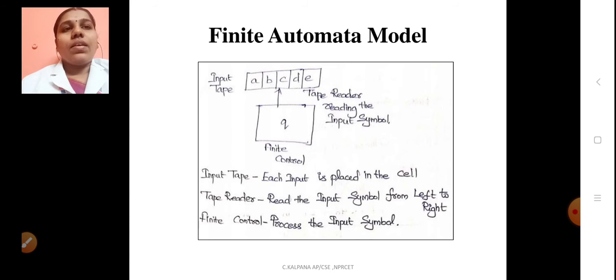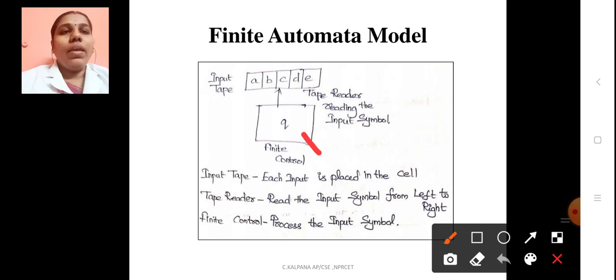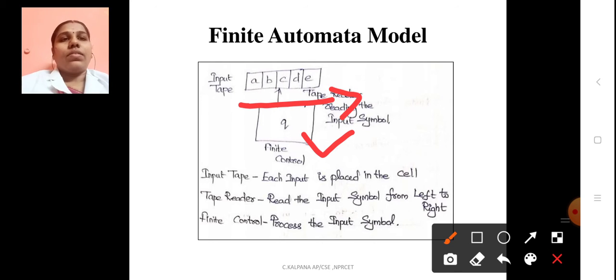And next we see the model of finite automata. This is the basic diagram of finite automata. In finite automata, we have a set of input symbols. The input can be stored in cells. It is controlled by Q, that is the finite control. Finite control reads only one input at a time and it moves from left to right. This is the concept of finite automata.